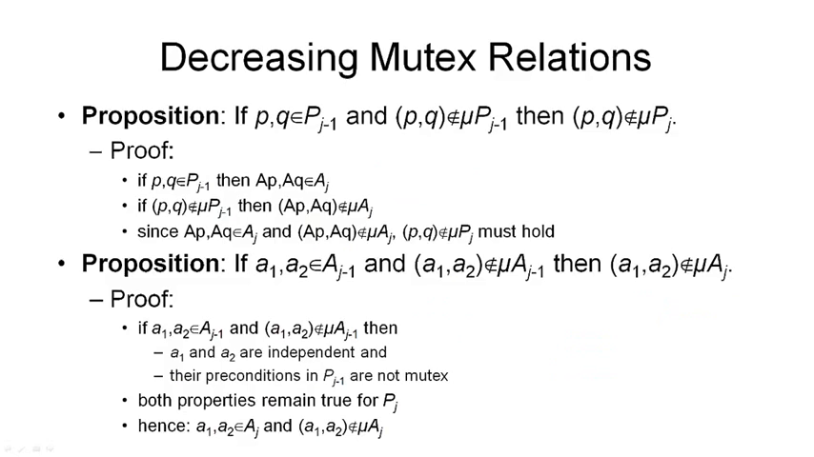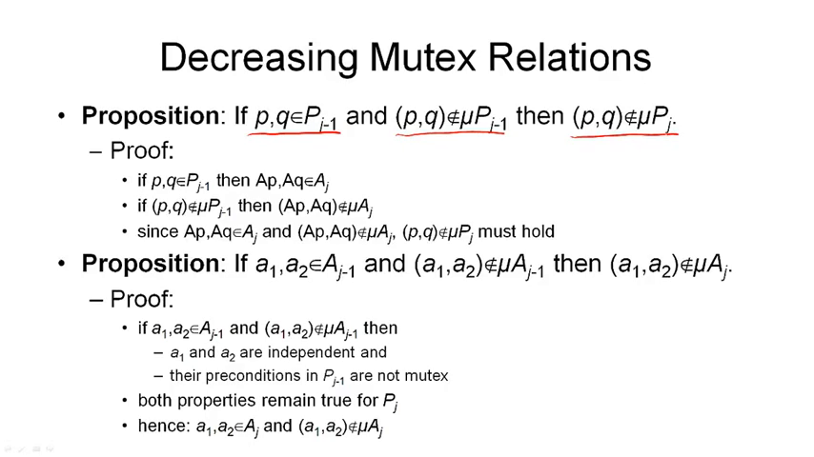Now that we understand what mutex relations are and how to compute them, I want to see how mutex relations propagate through the planning graph, and that is quite important. So we have two propositions here that tell us how mutex relations propagate through the planning graph. And the first one says that if we have a pair P, Q that is in our proposition layer P_{j-1}, and they are not mutually exclusive in that layer, then this same pair of propositions will also be not mutually exclusive in the next proposition layer.